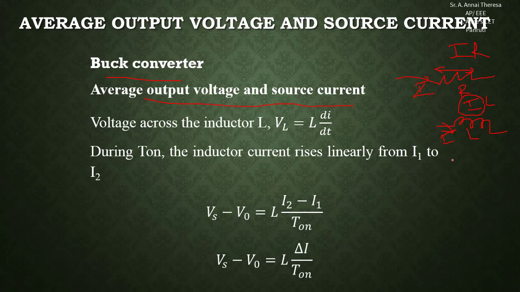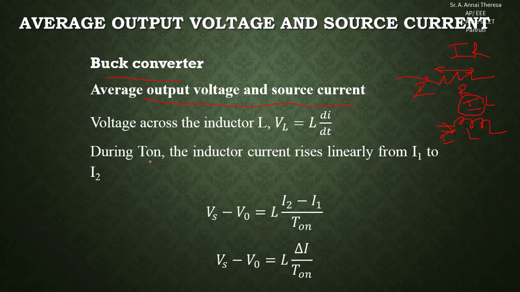This is the character of the inductor. All of a sudden it will not charge and discharge. The property of the inductor is to charge and discharge gradually, so the current changes with respect to time. That's why we have written di by dt, the change in current with respect to time, instead of I. So the voltage across the inductor is VL equal to L into di by dt.